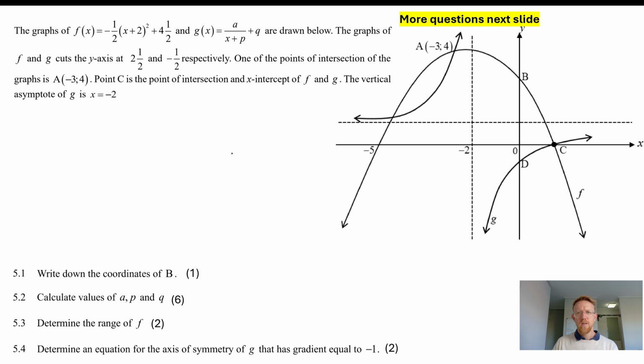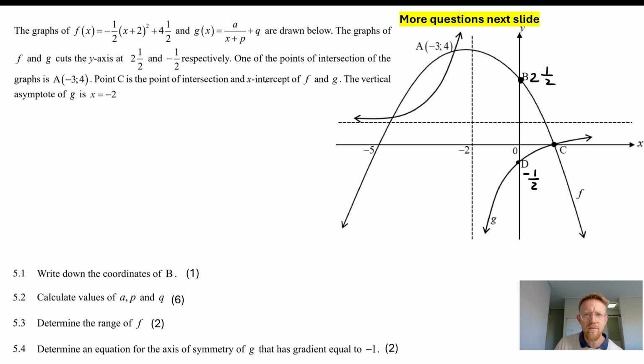So here are all the questions that we're going to do, but I'm going to split them up. They tell us that the graphs of f and g, so the one is a parabola, the one is a hyperbola, are drawn below. The graphs of f and g cut the x-axis at that and that. Okay, do they show us that? Oh no, they actually don't. What? Oh, cut the y-axis. Cut the y-axis. Okay, so then that means that this is at 2.5. So this is 2.5, and then this is minus a half.